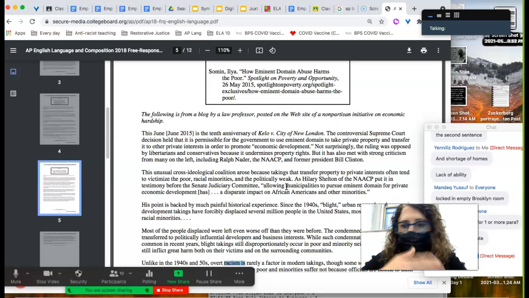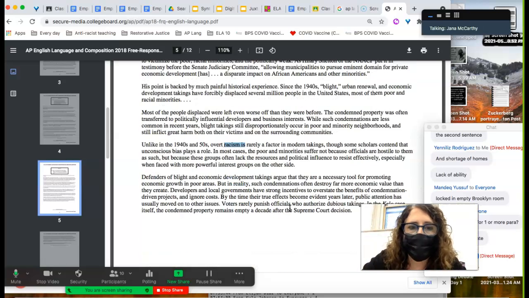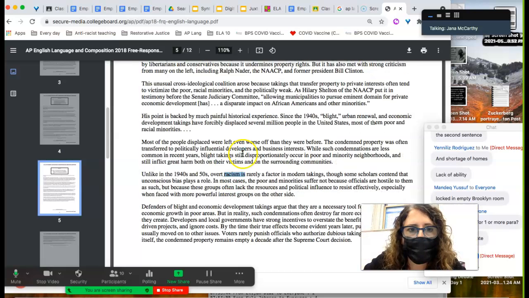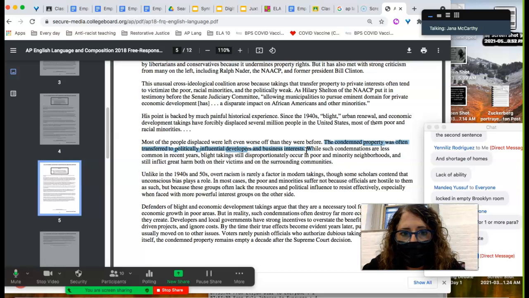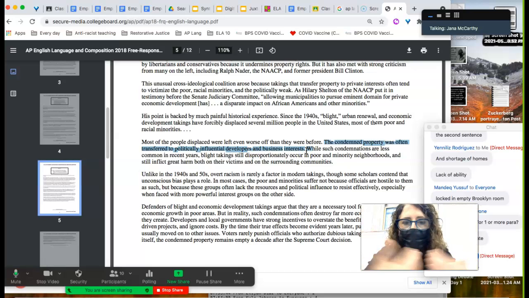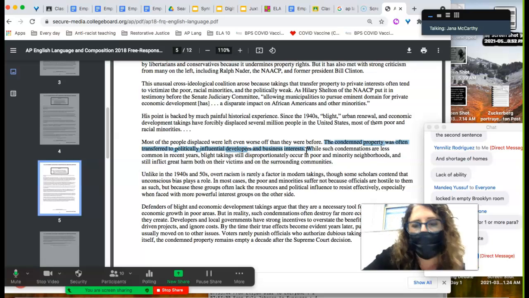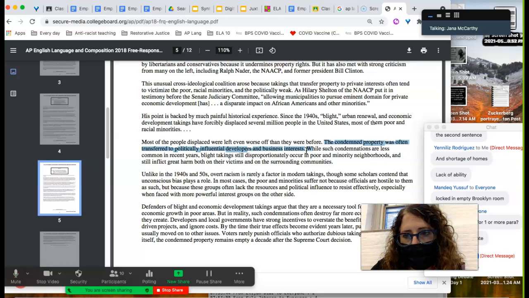But if Ronald read that same quote, he might get something else out of it, and he's going to go in that direction. Personally, I skipped that paragraph. I don't know why. It didn't stand out to me. I'm not reading it. And I went over to racism because I saw that word. I went over to the words most of the people displaced. I'm looking at the condemned property. This one would take me in a different direction. This is going to take me into politics and business hurting low-income communities. And I riff on that.